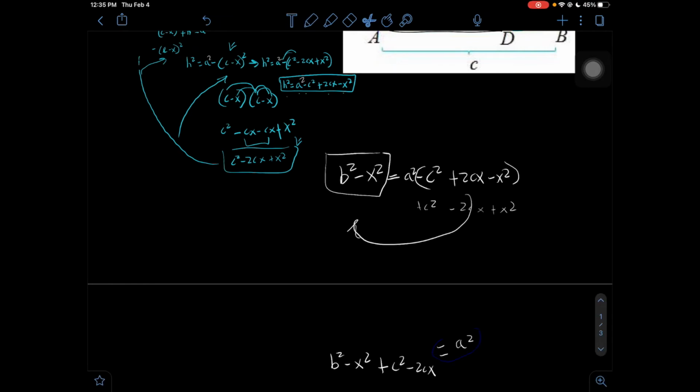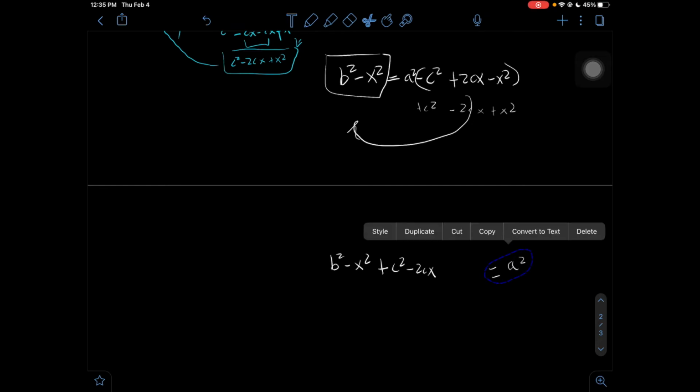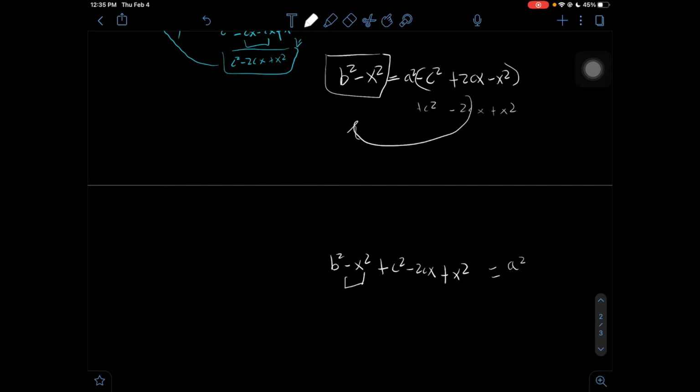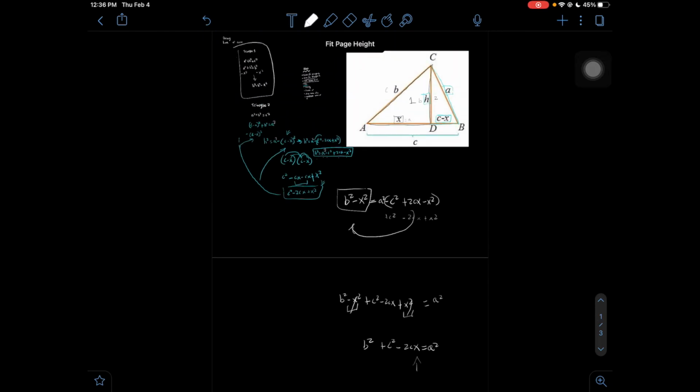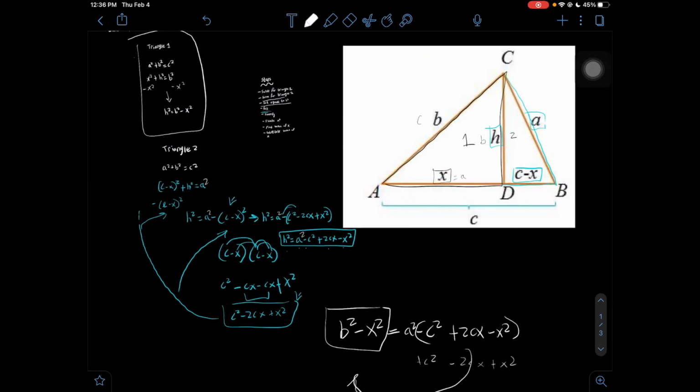Let's move this a squared to the right a little more. Minus 2cx plus x squared equals a squared. And again, we can simplify this because negative x squared plus x squared is just 0. So we are left with b squared plus c squared minus 2cx equals a squared. And now we need to figure out what x is. Well, if we look at our triangles, we can see that the sine of our a value was h over b, and then the cosine of our a value was x over b.